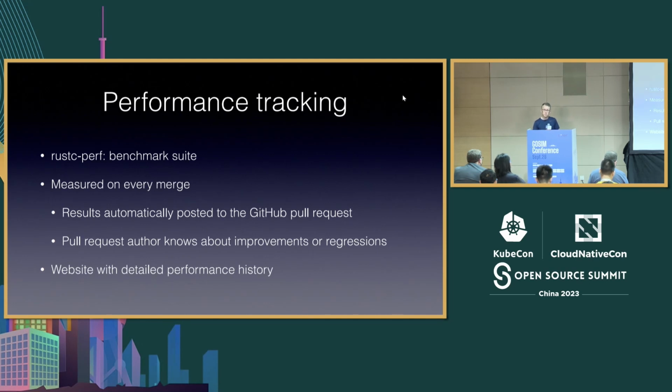We care a lot about the compiler's performance. We have a benchmark suite called Rust C Perf that has more than 40 benchmarks in it. That gets measured on every single merge, and the results from that measurement get posted into the GitHub pull request. So that means that a pull request author always knows very soon after the merge happens whether they improved performance or regressed it. And it's also possible before you do a merge to measure this as well if you think that it's going to have an effect on performance. And there's also a website that has detailed performance history available that you can look at.